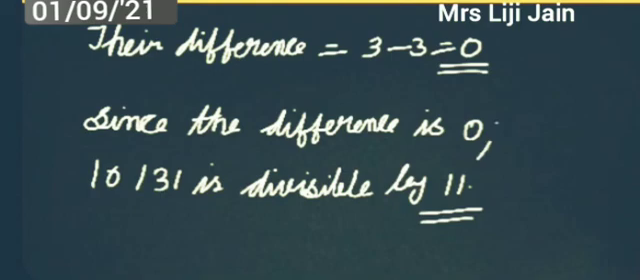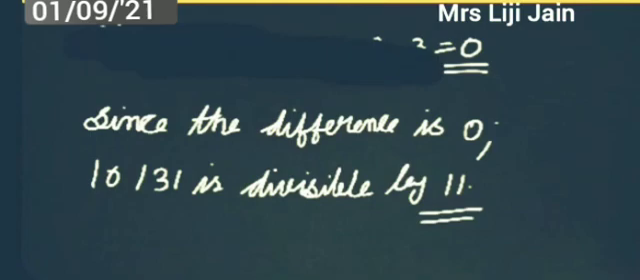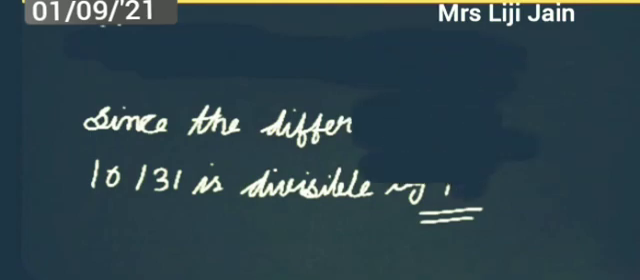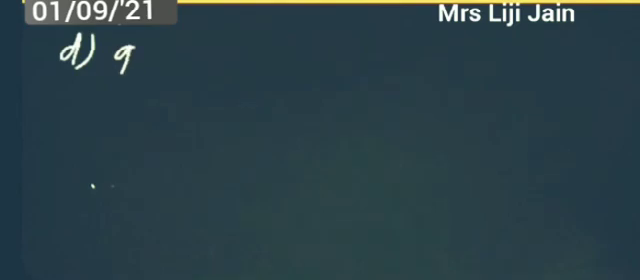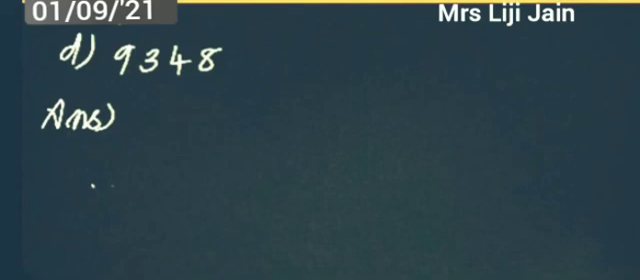Now let's try to do one more. One more will be enough. 9,348. Have you done that? No. Isn't it? D. The question is 9,348. Okay, before we start the answer, which is our first step? Classify the digits as odd place and even place. Okay, first one odd place, second one even place, then odd place, then even place.